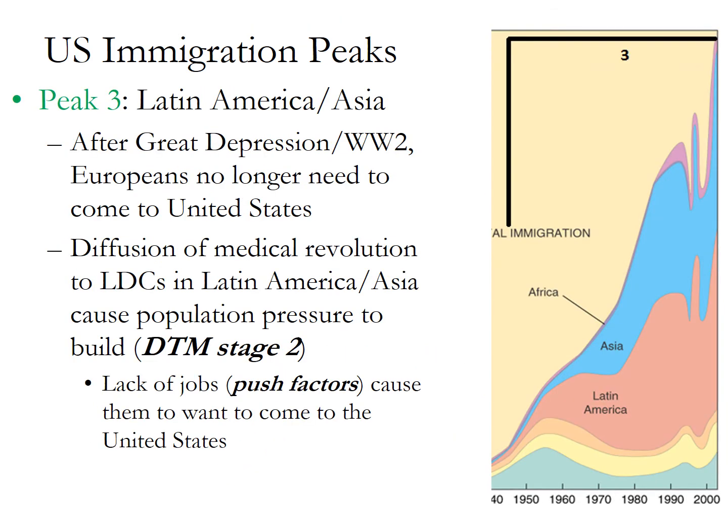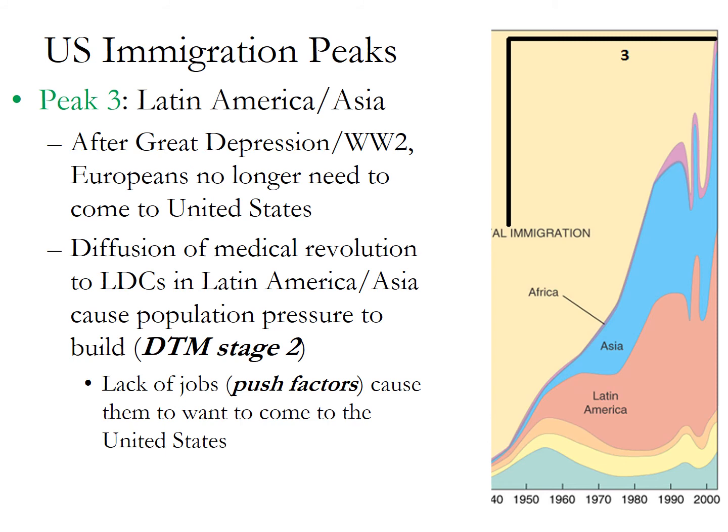Now the third peak, not from Europe, because by this time, by the middle of the 1900s, we're talking 1950s, 1970s, Europe is no longer a sender of migrants because now they have gotten into stage 3 of the demographic transition. They're becoming a developed nation. They are now taking in immigrants. But we know during the middle of the 1900s, the medical revolution happens. That's what gets Europe to stage 3.